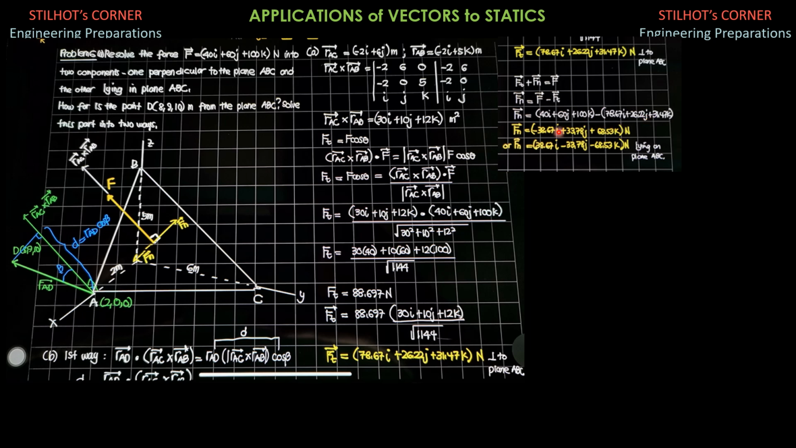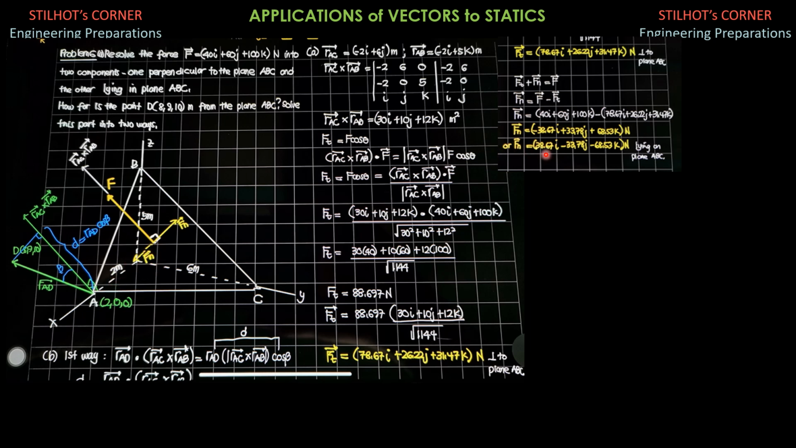So simplifying, that would be negative 38.67i plus 33.78j plus 68.53k newtons, and that is represented by this vector here. But this is also perpendicular, like this component is lying on the plane, but in the opposite direction. So therefore, this is also possible.